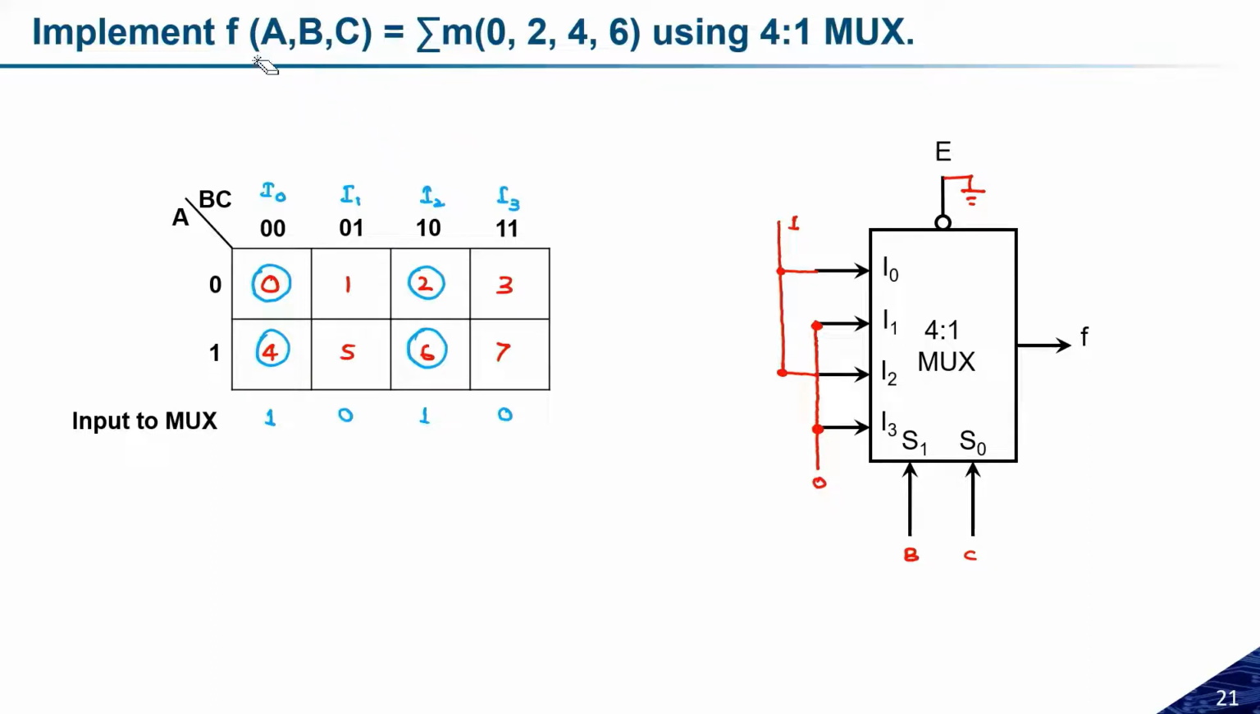One more thing: in this case, A is acting as an input. A decides what the input is, and B and C decide the select lines. Now if we change the order, I'm considering here A is the MSB and C is the LSB. If we change the order, this numbering of 0 and 1 might also change. So let us take that example and see how it is.